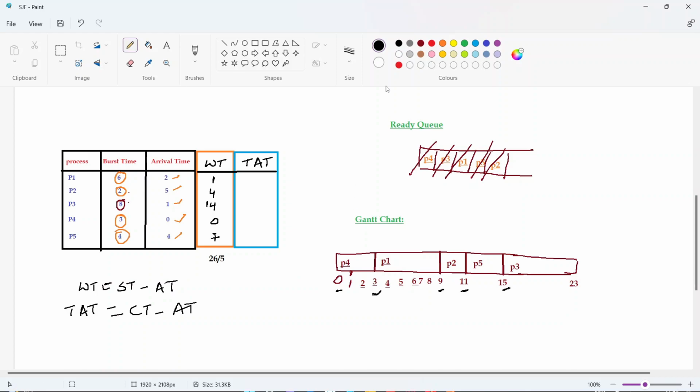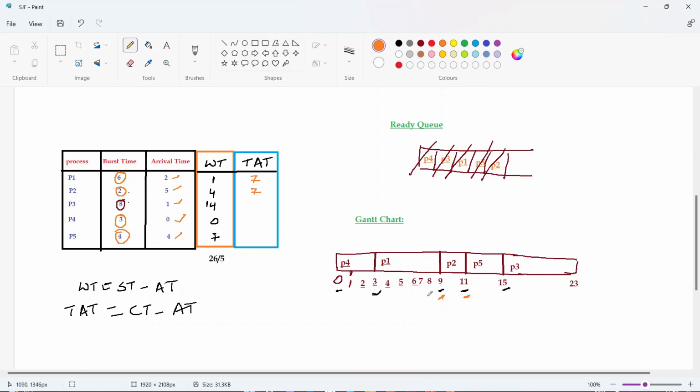So P1, when it has been completed, you can see from this Gantt chart, at 9 seconds P1 completed. So 9 minus 2, which is equal to 7. Okay, right? Next, P2 completed at 11 seconds. So 11 minus 4, which is equal to 7. Right?